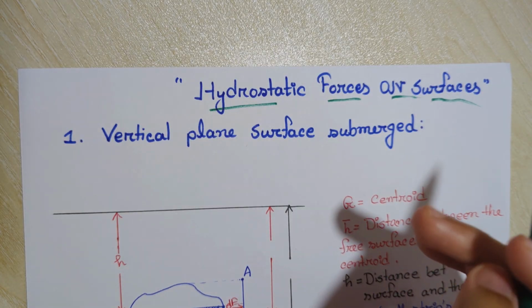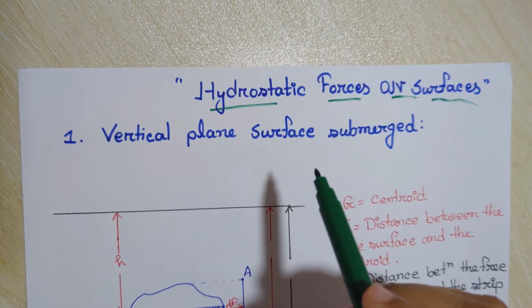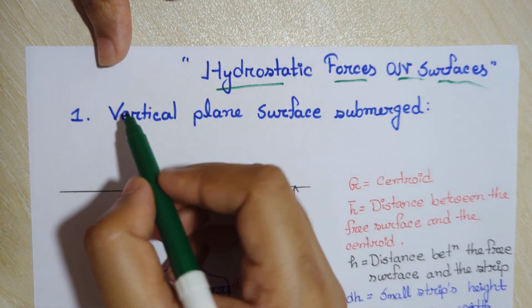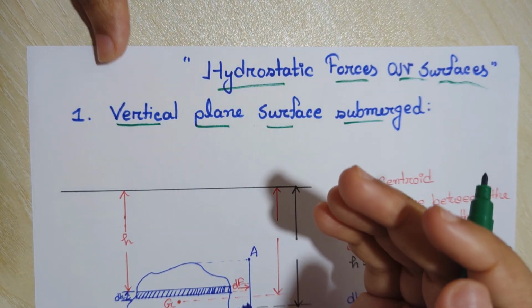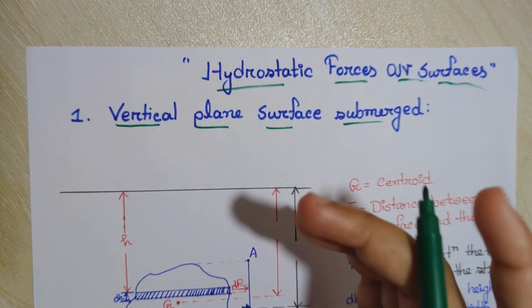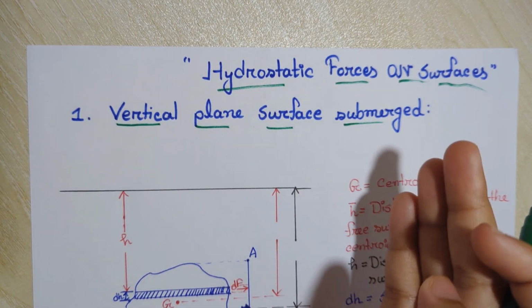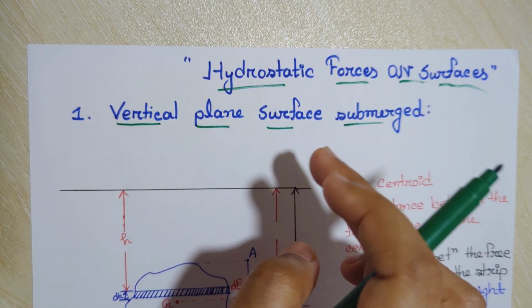In the playlist, we will discuss a total of 4 kinds of surfaces where the hydrostatic force works. And in this video, we will dive into the topic of hydrostatic forces on vertical plane surfaces submerged. It means under any kind of fluid, a vertical plane surface will be submerged under that fluid, and we will find out the hydrostatic force that is working on this plane from the fluid.